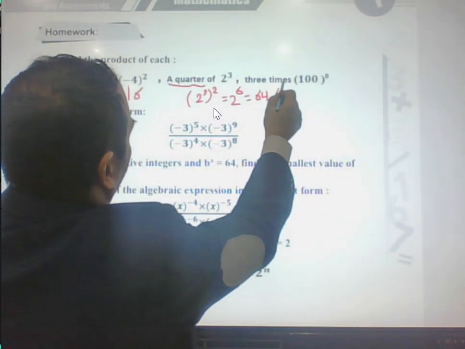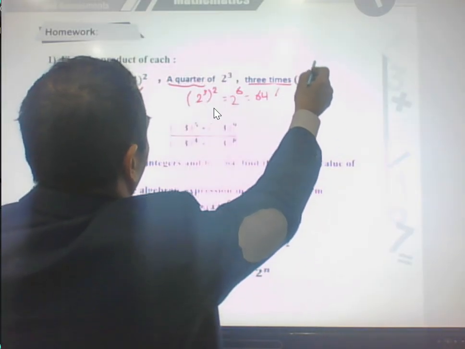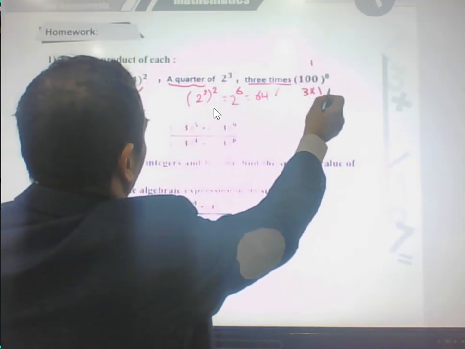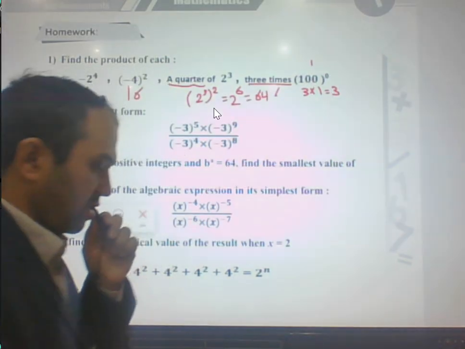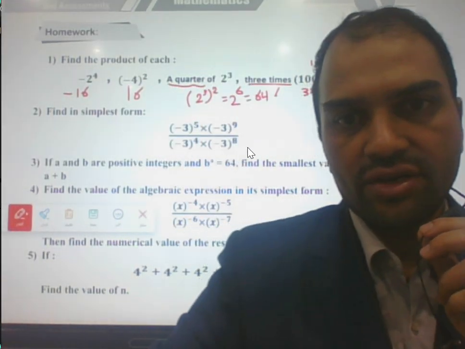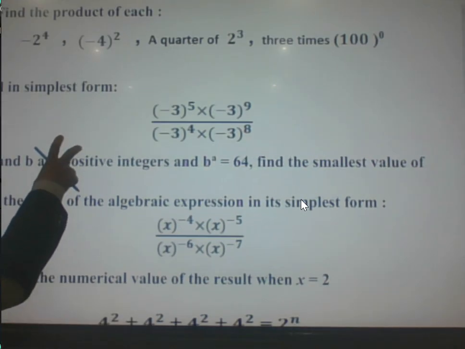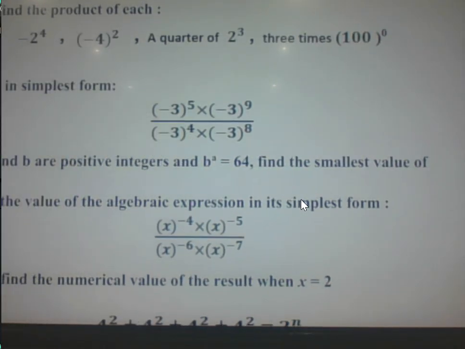3 times this number. Any number to the power 0 equals 1. Then we have 3 multiplied by 1 is 3. Okay. Next question here, we want to simplify this example. You can simplify with me this example here. Look at here. Negative 3 power 5 times negative 3 power 9.